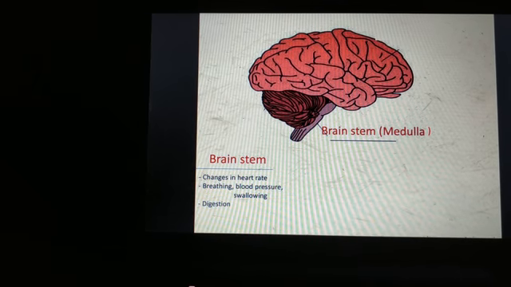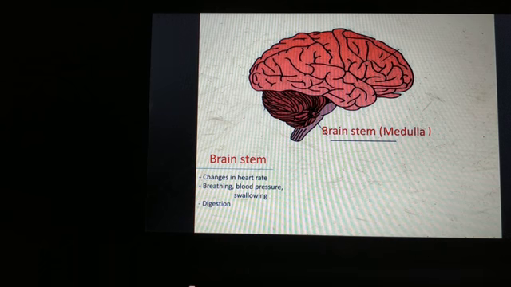So these were the three parts of our brain and the specific functions that they perform.